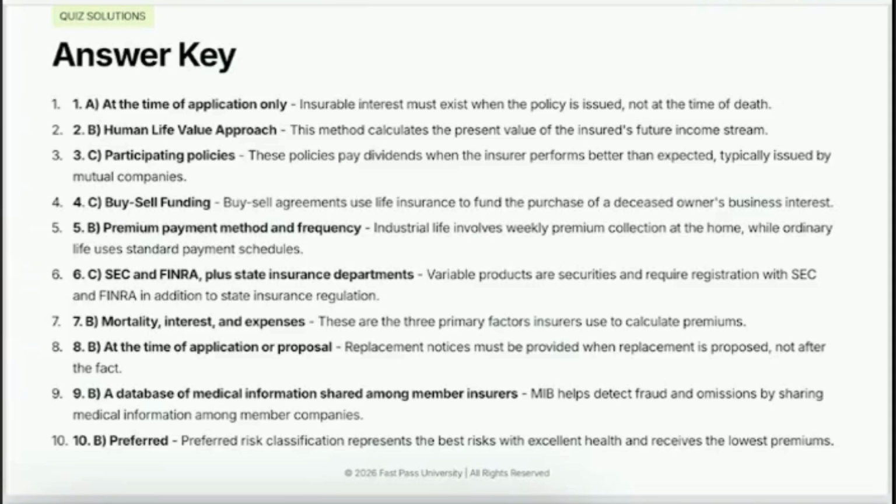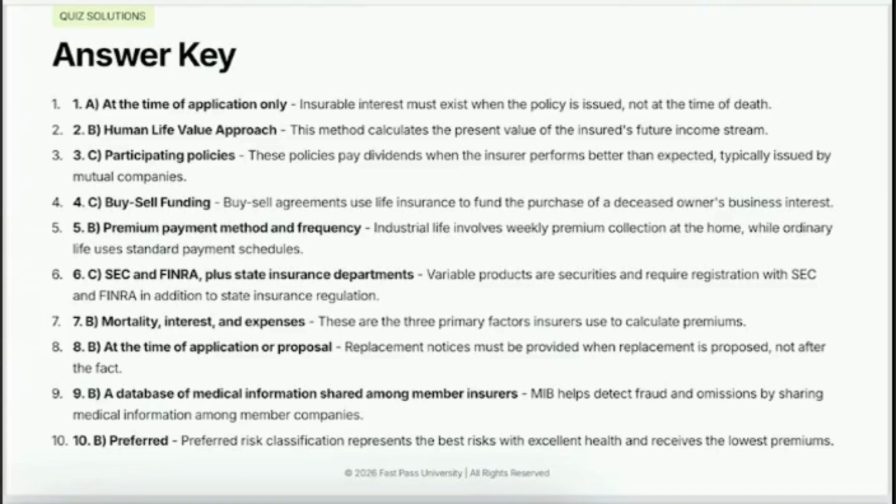Number 6 is C, SEC and FINRA plus state insurance departments. You need your life insurance license too, okay? Variable products are securities and require registration with SEC and FINRA in addition to the state insurance regulation. Number 7 is mortality, interest, and expenses. These are the 3 primary factors insurers use to calculate premiums. Remember the calculation we did. Number 8 is at the time of application or proposal. Replacement notices must be provided when the replacement is proposed, not after the fact.